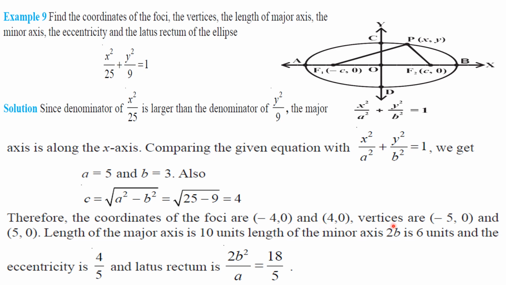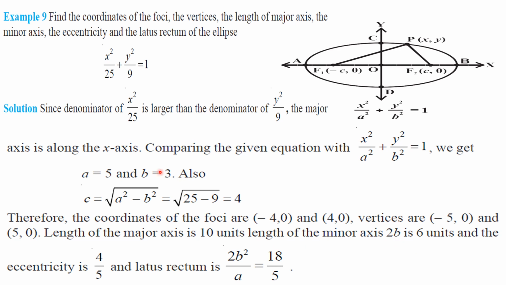Right. Now come to the vertices. What are the vertices of this ellipse? A and B. Yes or no, my children? So A is minus 5 comma 0 and B is 5 comma 0. Understood this point, my children? Right. Now come to the length of the major axis. Do you remember the formula, my children? What is the length of the major axis? 2a. Yes or no, my children? So 2 into 5, what will you get? 10 units. Similarly, the length of the minor axis, that is 2b.